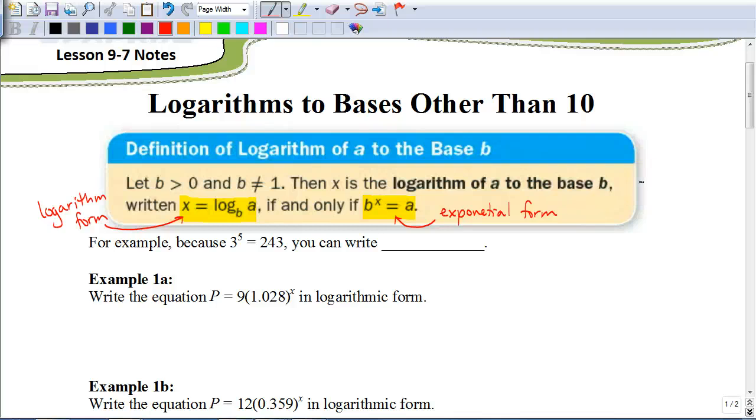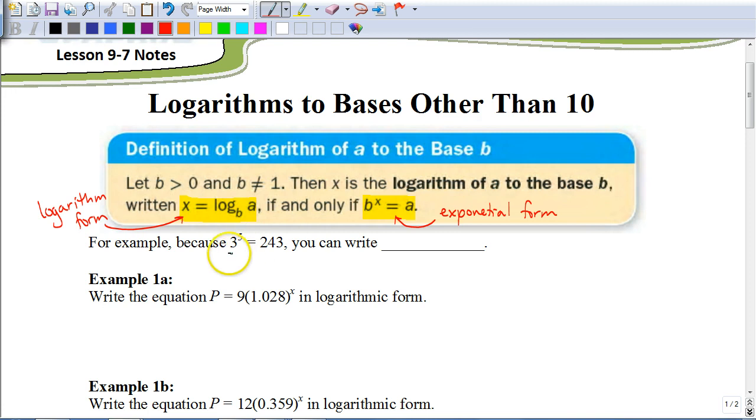Okay, so in the previous videos we've learned about logarithms and have been introduced to logarithms, specifically dealing with the base of 10. And in the previous video, in lesson 9.6, we saw some application for logarithms and some different story problems dealing with decibel levels and earthquakes and a Richter scale. Today we're going to look at logarithms to bases other than 10.